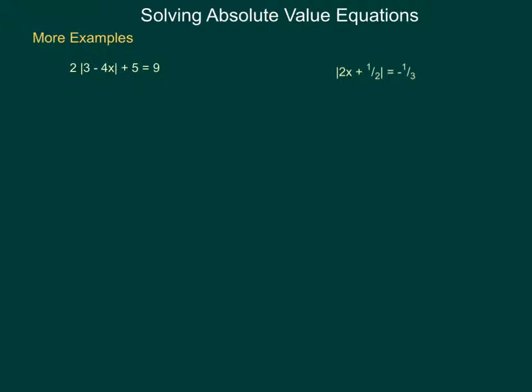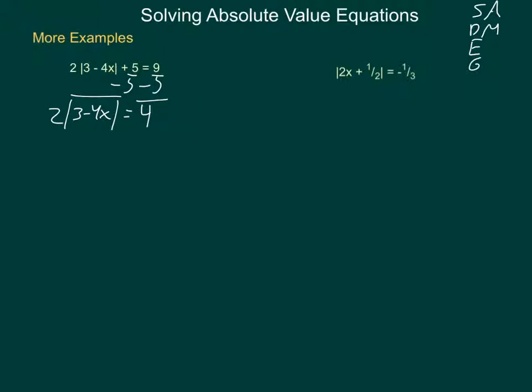So 2 times the absolute value of 3 minus 4x plus 5 equals 9. Let's go through and solve this one just as we did the previous. Now, again, remember, we are applying SADMEG to this. So, outside of the group, do I have any subtraction or addition? The answer is yes, I do. So I'm going to subtract 5 from each side of my equal sign, giving me 2 times the absolute value of 3 minus 4x equals 4.